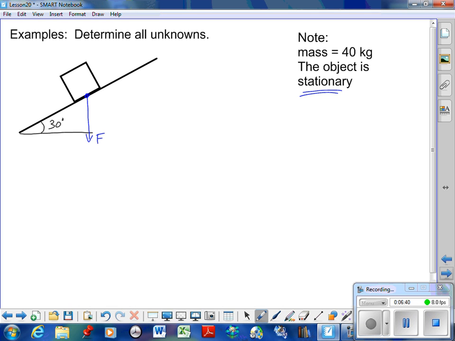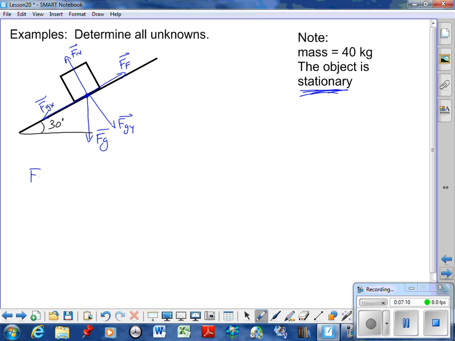you will always have a force due to gravity, which would mean that your other two will have an Fgx and an Fgy. Now, you'll have the object not flying off the slope, so you need a normal force. And if the object's stationary, that means that there must be a frictional force. So there's my free body diagram. There are 1, 2, 3, 4, 5 forces we need to calculate.